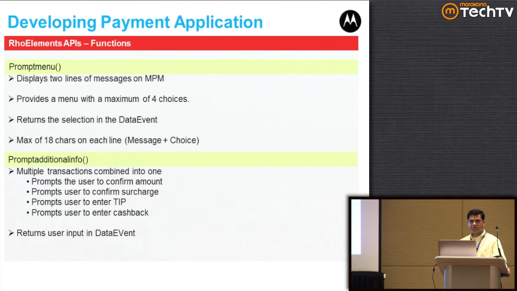Prompt menu, you can show a bunch of menus and say, do you want credit or debit, or you want to pay service tax, or any other things you can show. Prompt additional info is 3 or 4 different functions combined into one. If you want to use it that way, it's useful. Otherwise, you will have to use the individual calls.